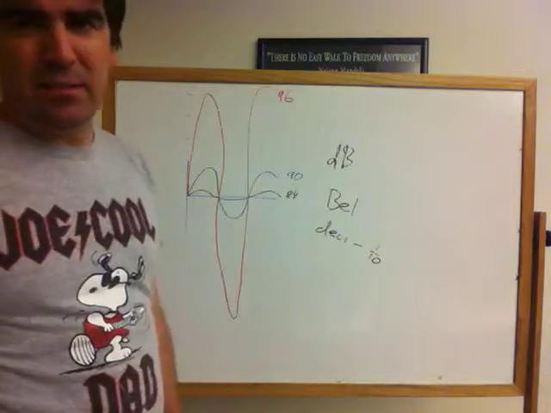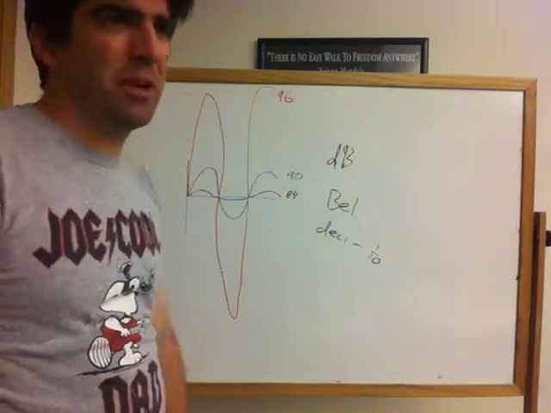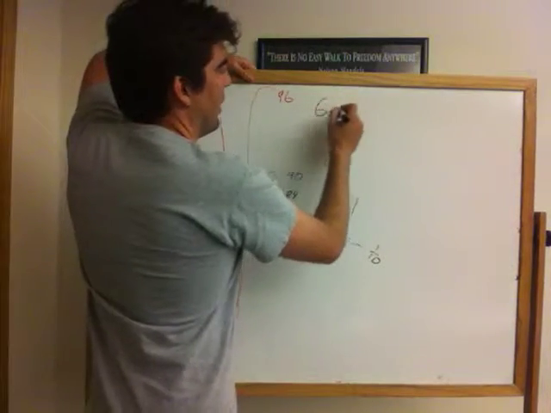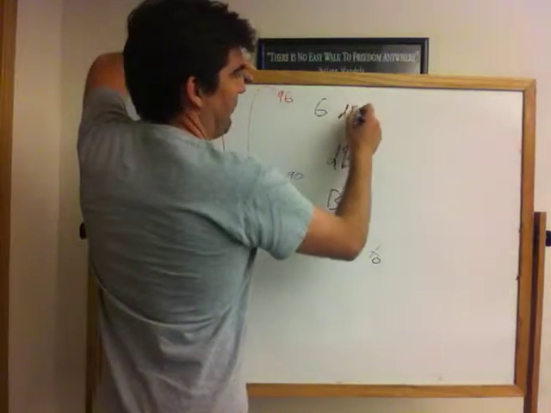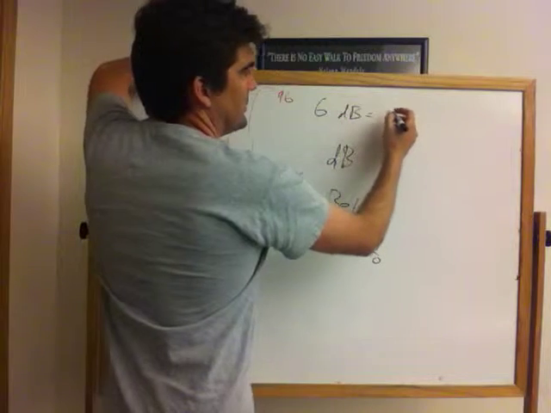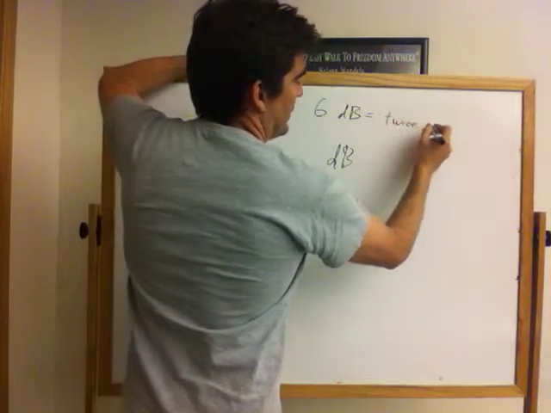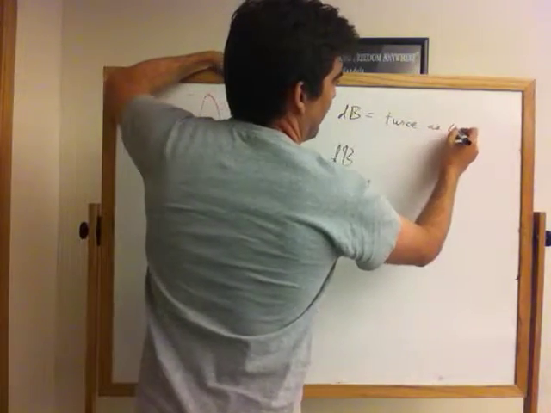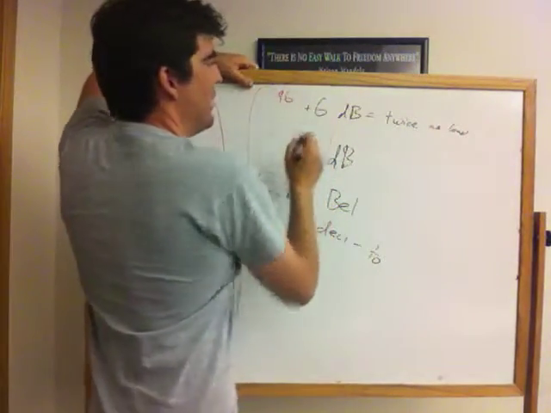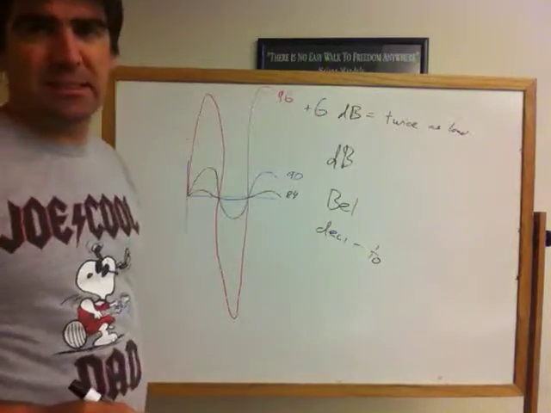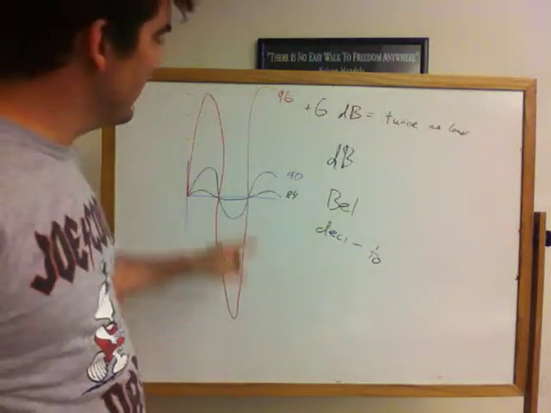And basically, there's some kind of advanced math behind how it works, but here's what you need to know. 6 decibels equals twice as loud. I should say, adding 6 decibels. So if you went from 90 to 96, it would seem twice as loud.